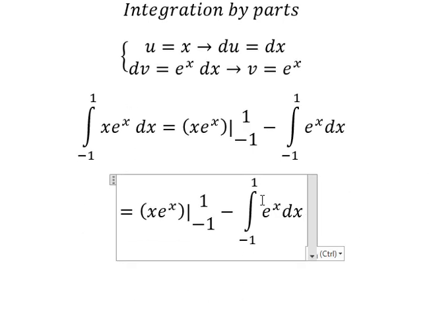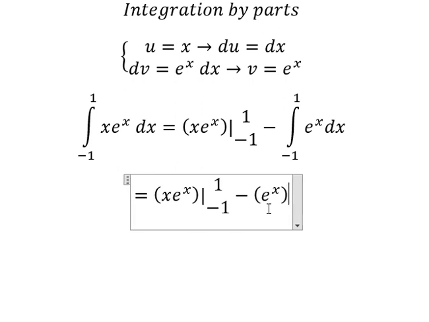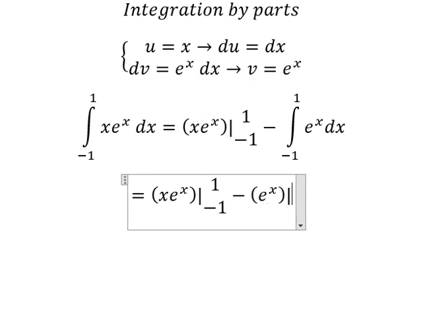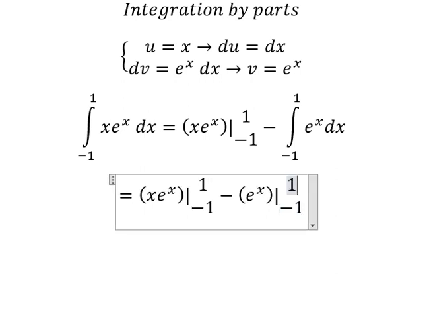So the integration of this one, we have e to the power of s, and I will put the bounds from negative 1 to positive 1. And now we have the final answer.